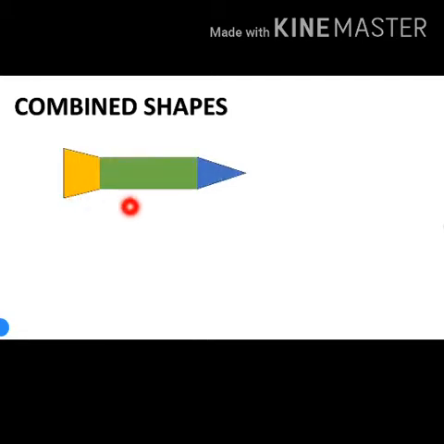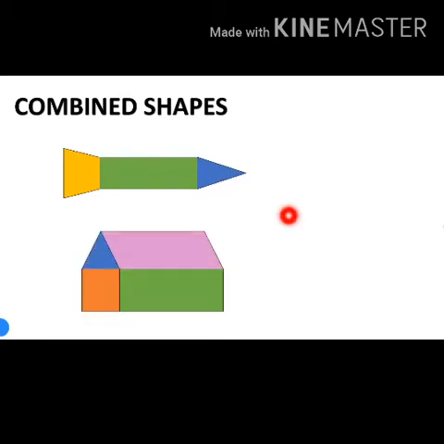In this shape, the first part represents trapezium. This middle part represents rectangle. The tip represents triangle. Similarly, in this picture, this part represents the square, rectangle, parallelogram and triangle. In this picture, this part represents a square. This is trapezium. This is nothing but a semicircle.